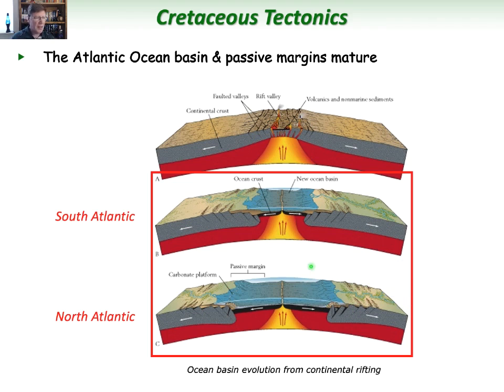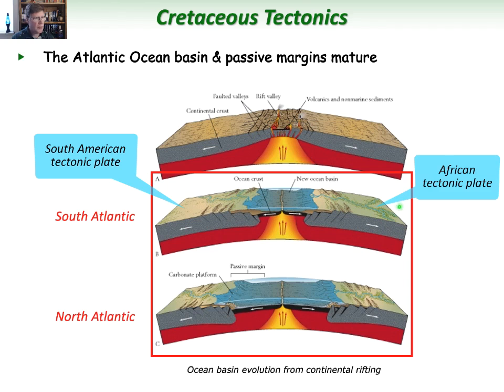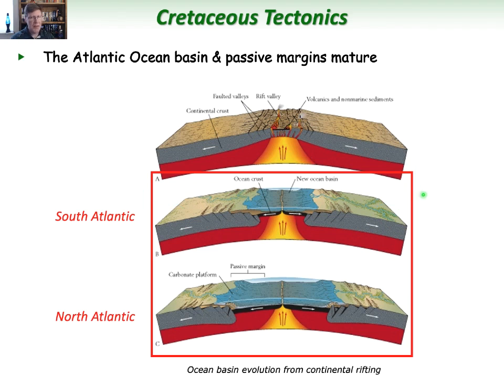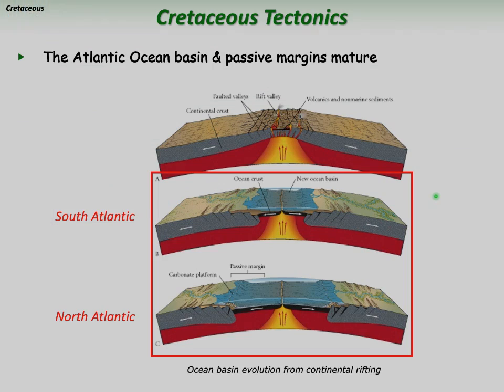The South Atlantic is lagging behind a little bit, and it's more of a seaway, and its passive margins haven't had the time to accumulate the sediment that the North Atlantic has. Still passive margins. There's no subduction going on here, and this is the South American plate, and this would be Africa. So the Cretaceous would see an evolution of not only the ocean basins, but of their margins as well.